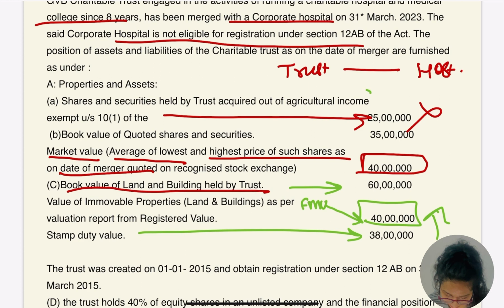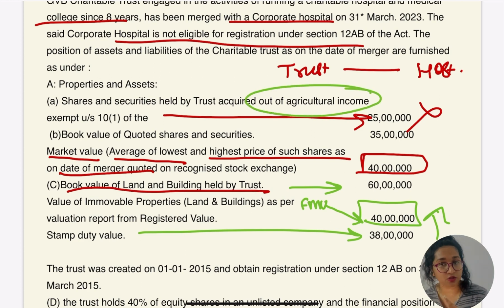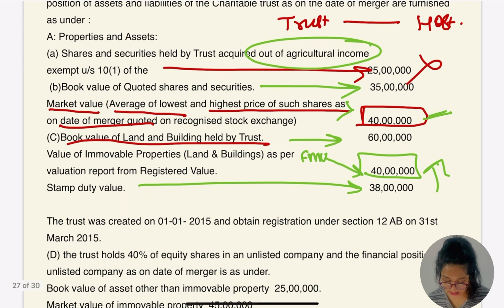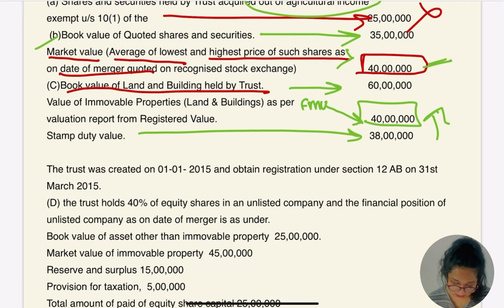Let me say it again. For the agriculture income, we are not going to take it because it is going to be exempt. Book value of the quoted shares, this is the book value, and this is the market value, that is the average. This is actually the equity shares value, so definitely we are going to take the average. So we have taken this part, the equity shares, which is going to be the average, and the land and building, which is going to be this 40 lakh.